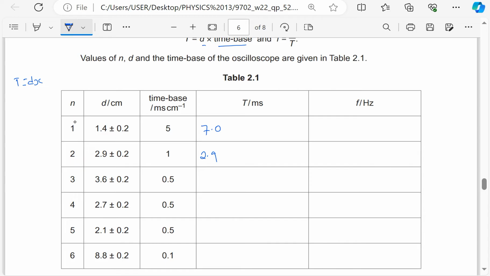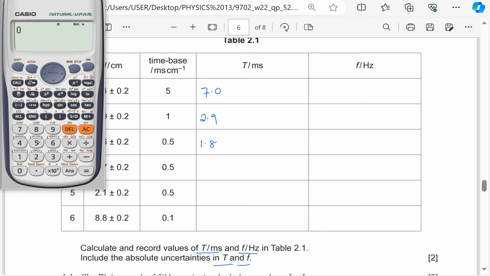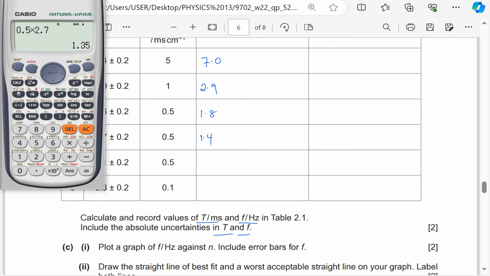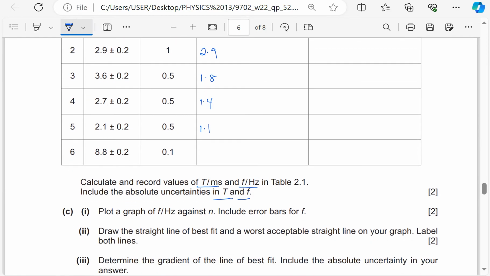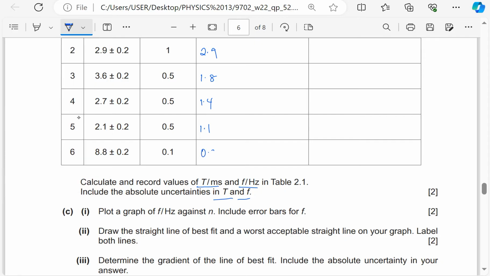0.5 times 3.6, that is half, which is 1.8. 0.5 times 2.7, that is half, which is 1.35. I'll write 1.4. Then 0.5 times 2.1, that is 1.1, two significant figures. Then 0.1 times 8.8, I think it is 0.88, two significant figures. Then I'll also find the uncertainties.